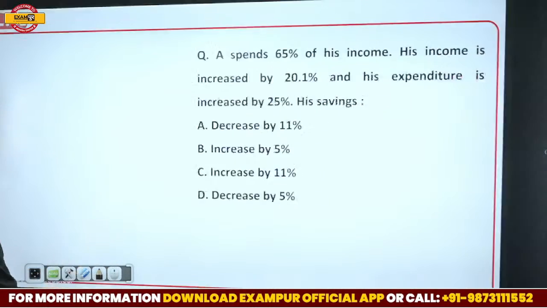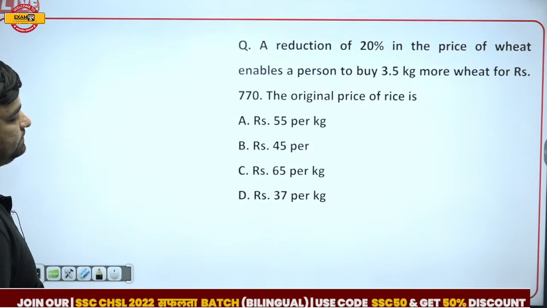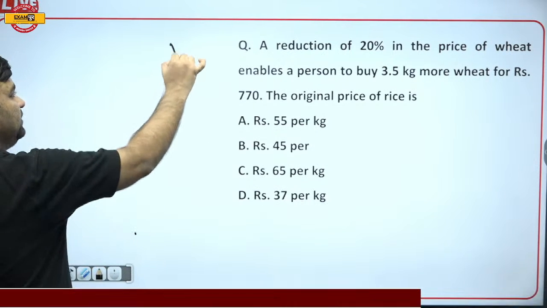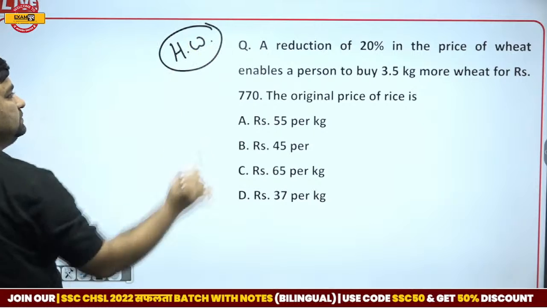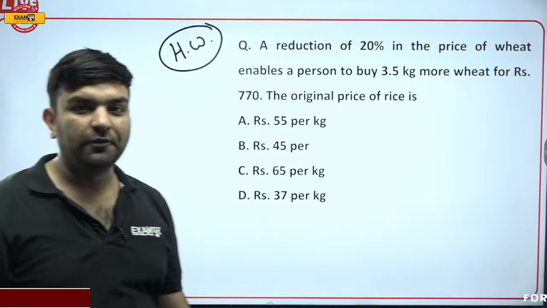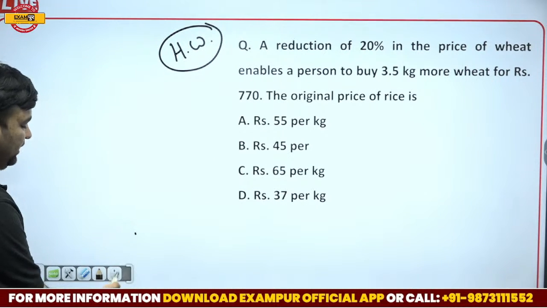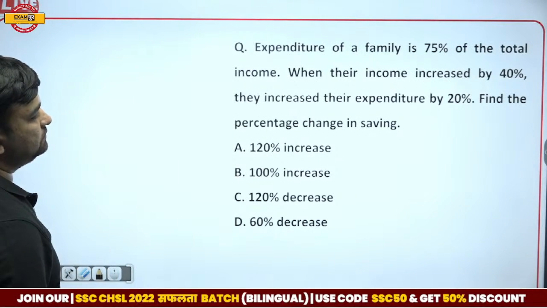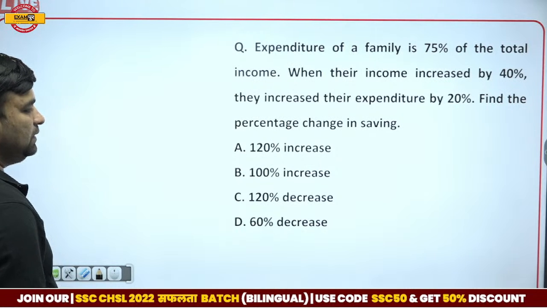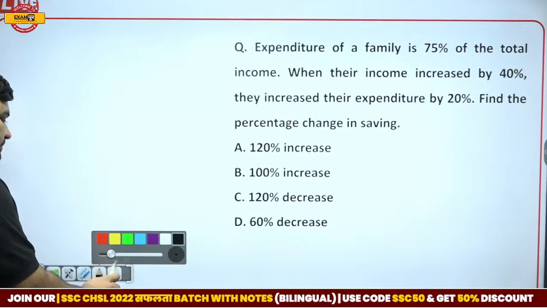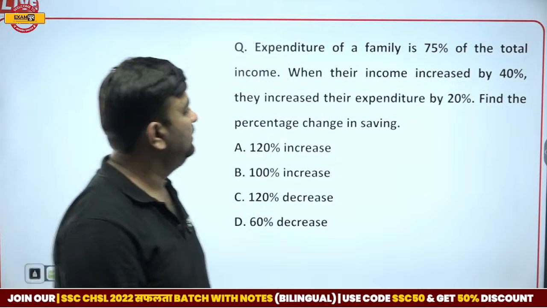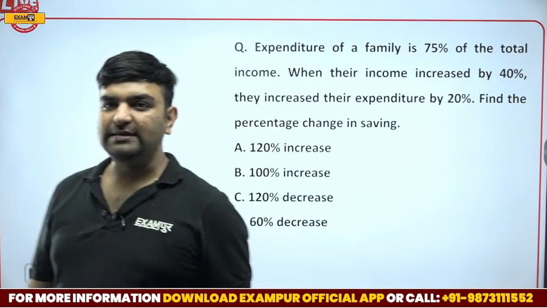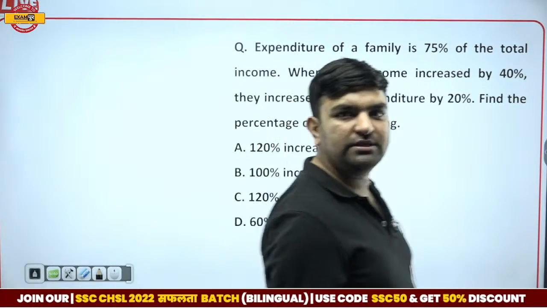Next. Are you finding this stuff? This is homework for you based on the first type what we have taken, income, expenditure, quantity. Let's see the income, expenditure and saving questions once more.